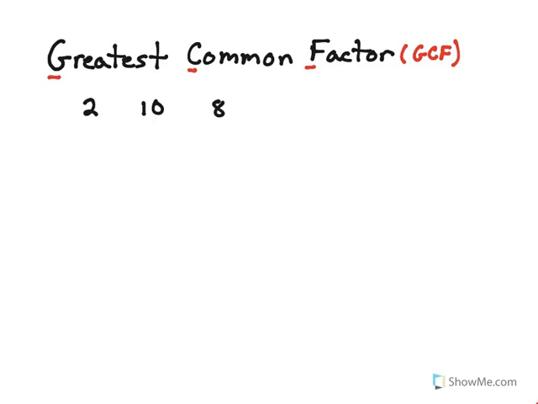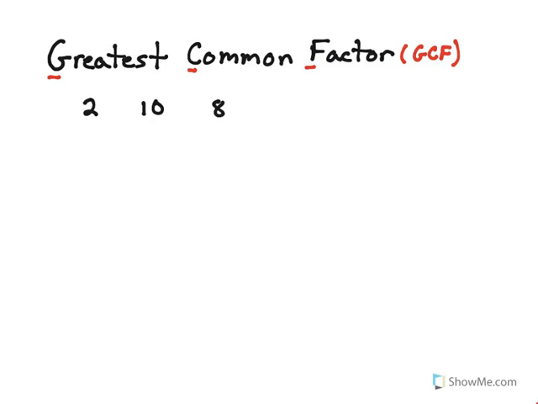Basically what that means in very simple language is that I want to find the biggest number that goes into all three of those numbers evenly with no remainders. I've learned this method, and it's pretty direct. If you know how to divide integers, then you'll get the greatest common factor.